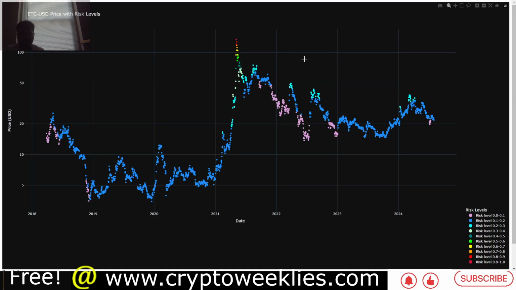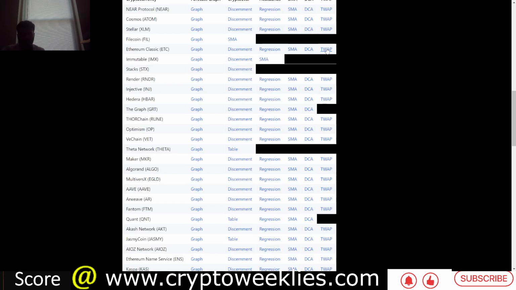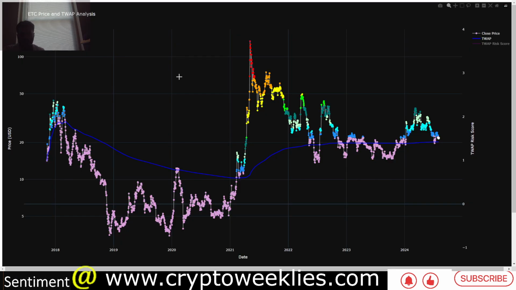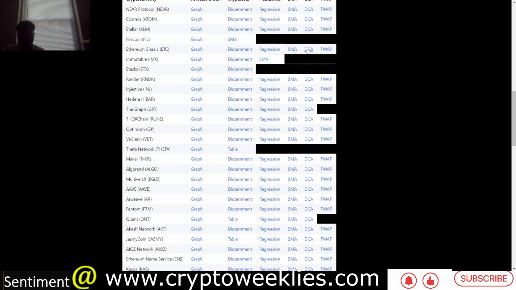In terms of the simple moving average related risk, this is again between 0.1 and 0.2, the second best time to dollar cost average per this model. Ether Classic has spent a lot of time in this undervaluation territory per the simple moving average related risk. To summarize the three models again, the TWAP, which is the longest time horizon based dollar cost average related model, this says it's undervalued. The DCA model, again the second best time, and the SMA model saying the same thing, second best time to dollar cost average.